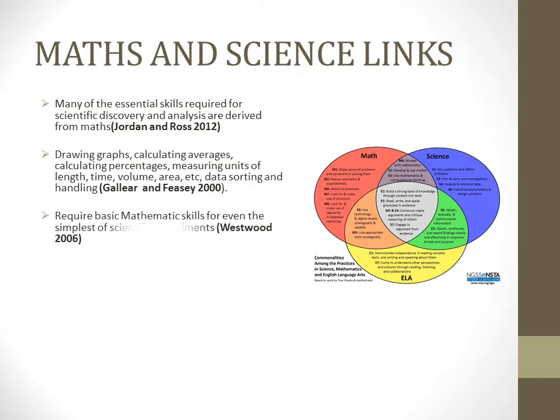Westwood argues that students require basic mathematics skills for even the simplest of scientific experiments, and that students who struggle with maths will experience the same struggles in science, therefore causing learning issues across the curriculum. Research has shown that collaboration in planning for science and maths aids the acquisition of skills and knowledge, which ultimately leads to higher marks and pass rates in all methods of testing, such as SATs, GCSEs and A-levels.